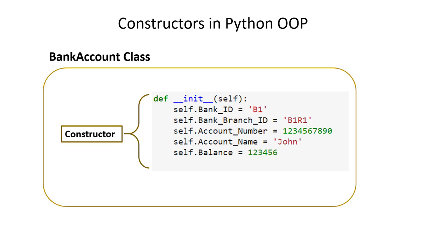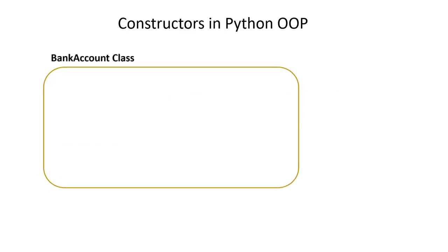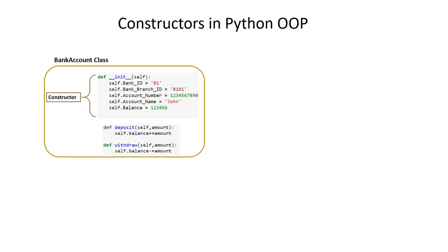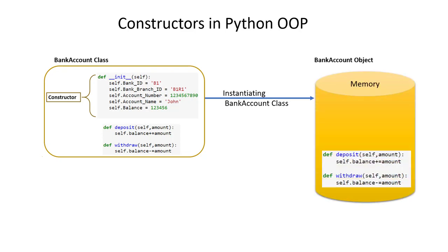Let us understand what it means in detail now. Let us consider the same bank account class, which comprises a constructor along with the other methods that operate on top of attributes. We shall now instantiate this bank account class, which lets us create a bank account object in the memory, which will have the methods that operate on top of attributes. During this instantiation process, we will also be implicitly invoking the underscore init function. So this function, which is termed a constructor, will be implicitly invoked in the background during the instantiation process.